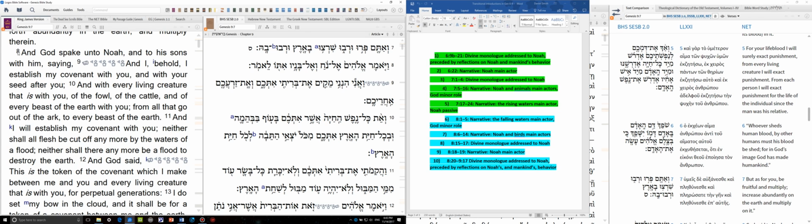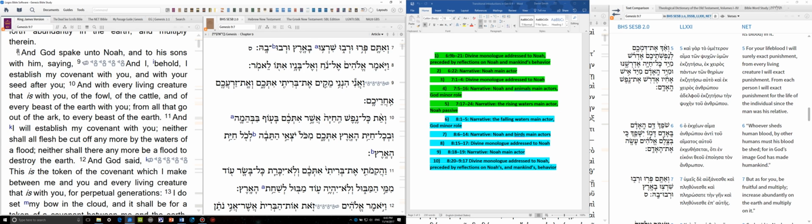And God spake unto Noah and to his sons with him, saying, And I, behold, I establish my covenant with you and with your seed after you, and with every living creature that is with you, of the fowl, of the cattle, of every beast of the earth with you, from all that go out of the ark to every beast of the earth. And I will establish my covenant with you. Neither shall all flesh be cut off any more by the waters of a flood. Neither shall there any more be a flood to destroy the earth.